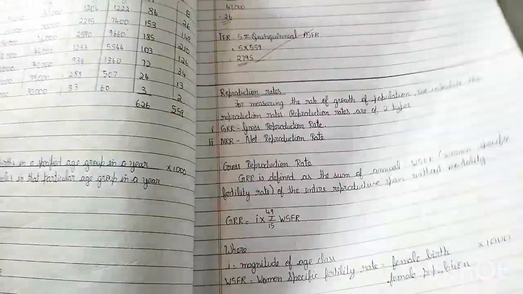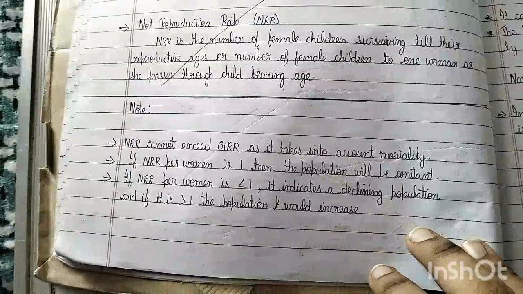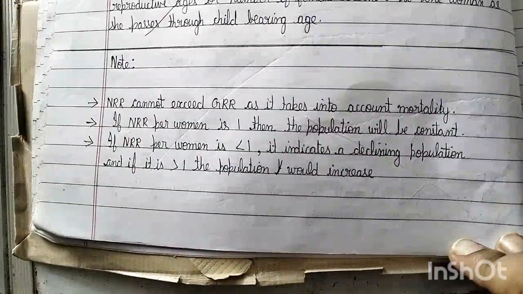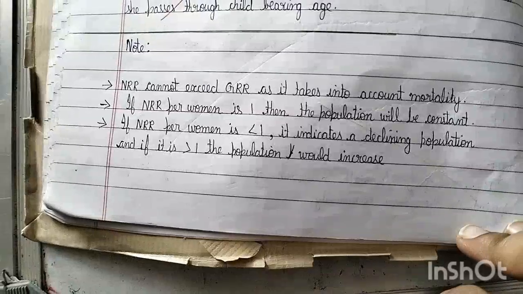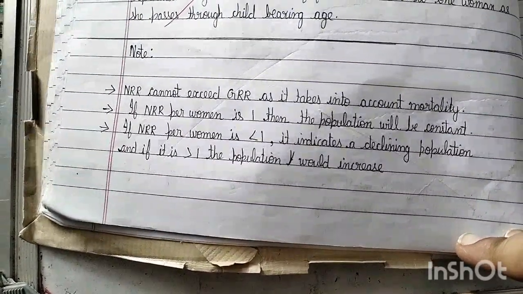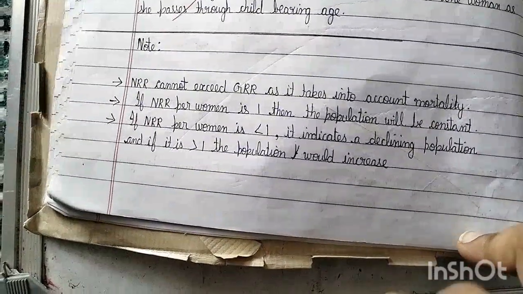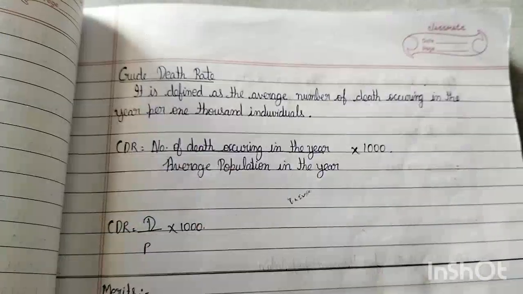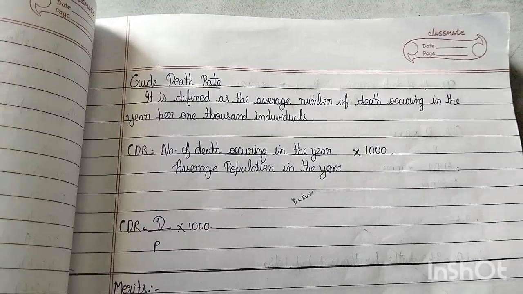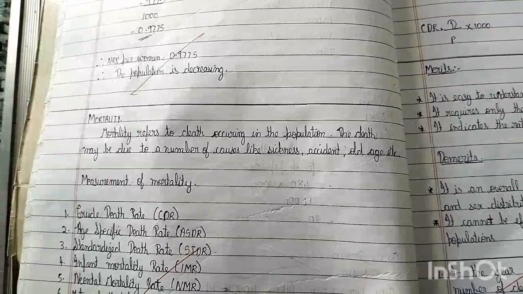So the formula is going to be I into summation WSFR into S. NRR cannot exceed GRR as it takes into account mortality. If NRR per woman is 1, the population will be constant. If NRR is less than 1, it indicates declining population, and if it's greater than 1, the population would increase. Death rate, we will take into consideration mortality. So it refers to the deaths occurring in the population.